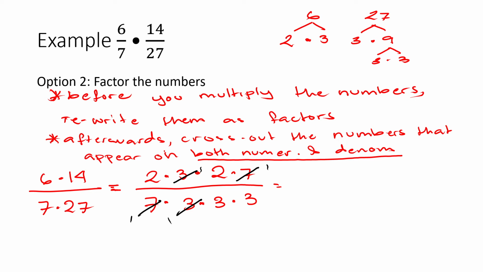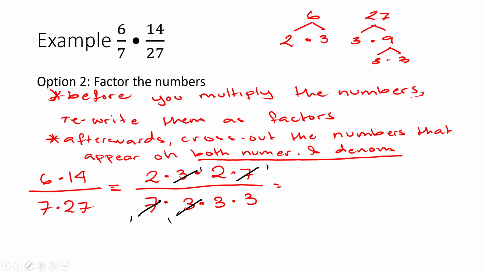Just a quick reminder. And then, is there anything else? No. Why not? In your own words, can you tell me why we cannot cross this 2 and 2 out, or this 3 and 3 out? Yes, it's because both 2's appear on the numerator, and both 3's appear on the denominator. They don't appear on both the numerator and denominator, so that means we cannot cross them out.